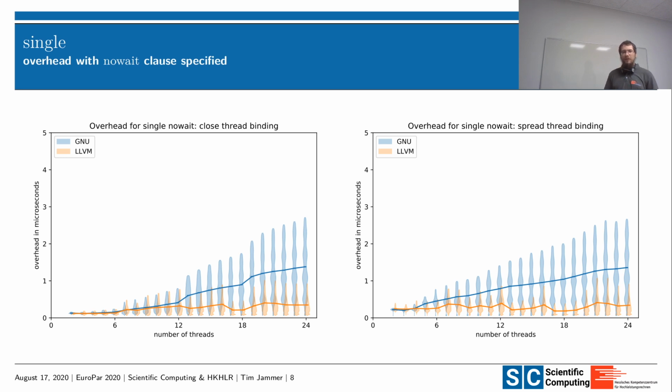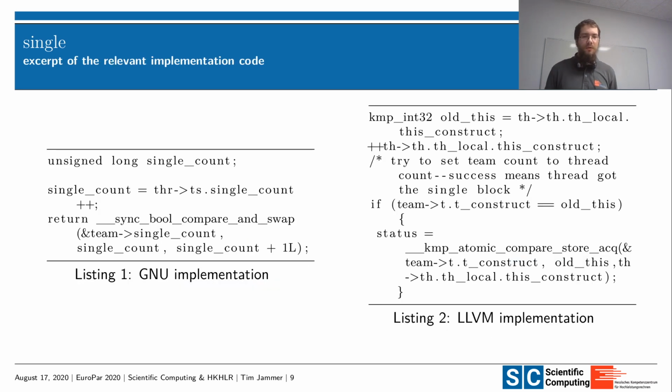So here we see that for the GNU implementation the overhead rises, while it stays roughly the same for the LLVM implementation. And the key thing is, of course, why is this the case? Is the LLVM implementation really superior to the GNU implementation? So let's have a look into the source code.